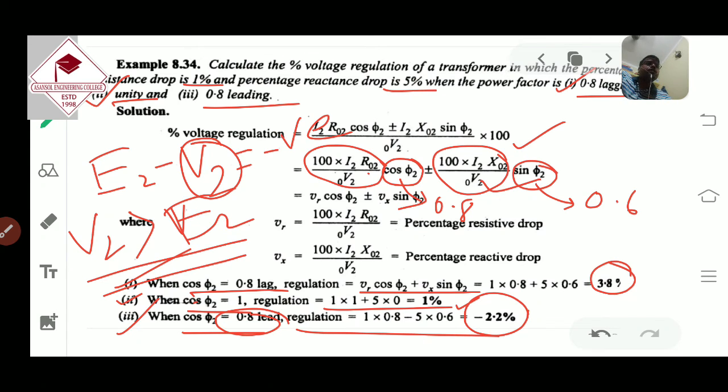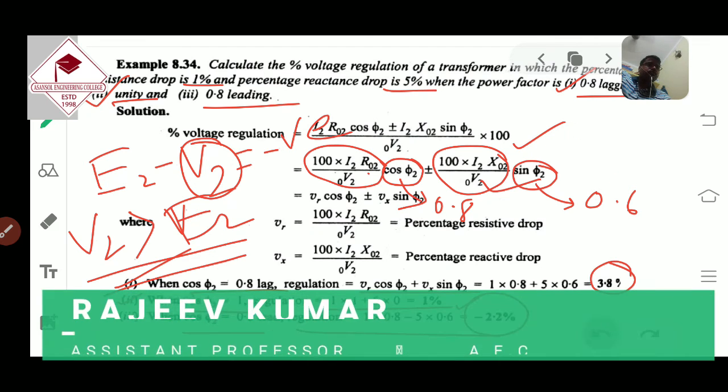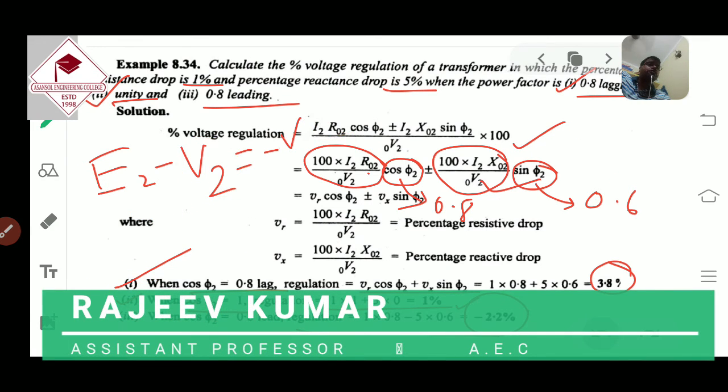And there is one more special case also, when you put a certain capacitive load, the terminal voltage will not change at all. That means E2 and V2 will be same. So if E2 and V2 become same, then what will happen? E2 minus V2 will become 0, right? So 0 means the voltage regulation is 0, right?